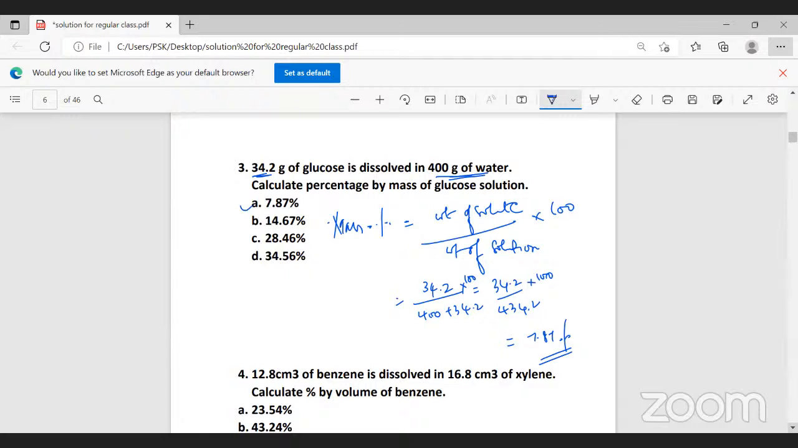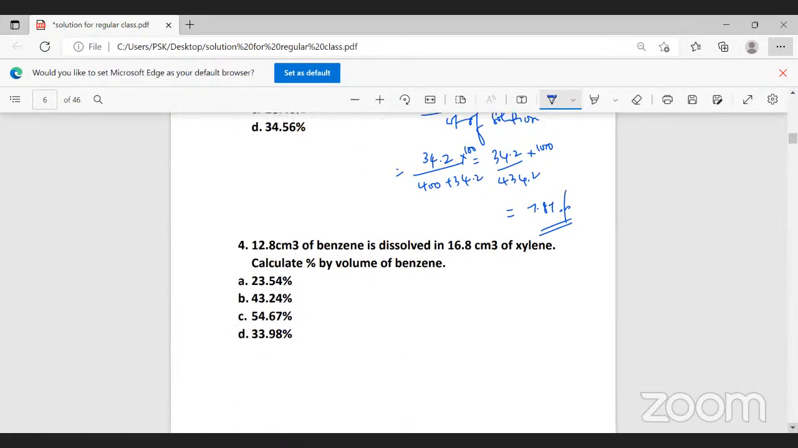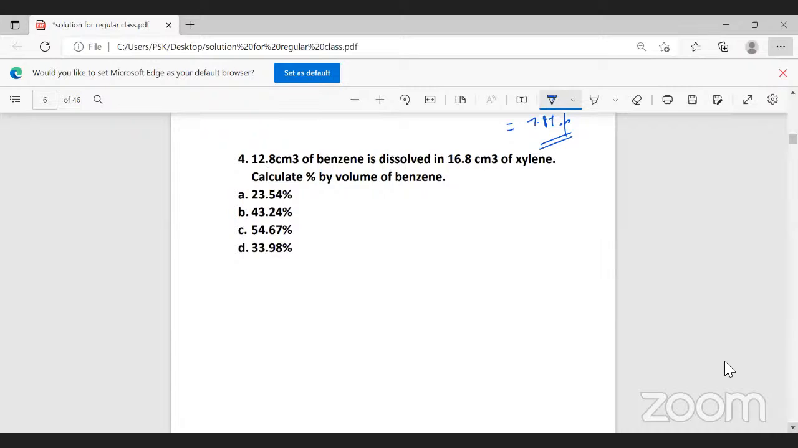Simple question. These three questions, what we learned is simple. We'll learn a few more questions based on this. The next question is: 12.838 centimeter cube of benzene is dissolved in 16.8 centimeter cube of xylene. Calculate the percentage by volume of benzene.